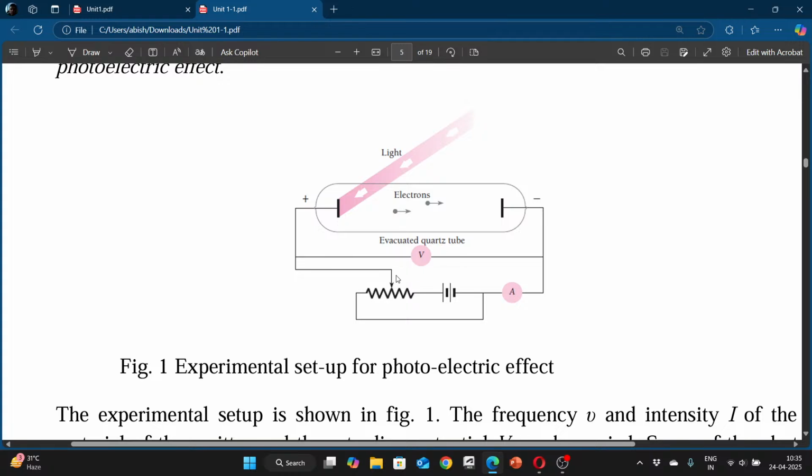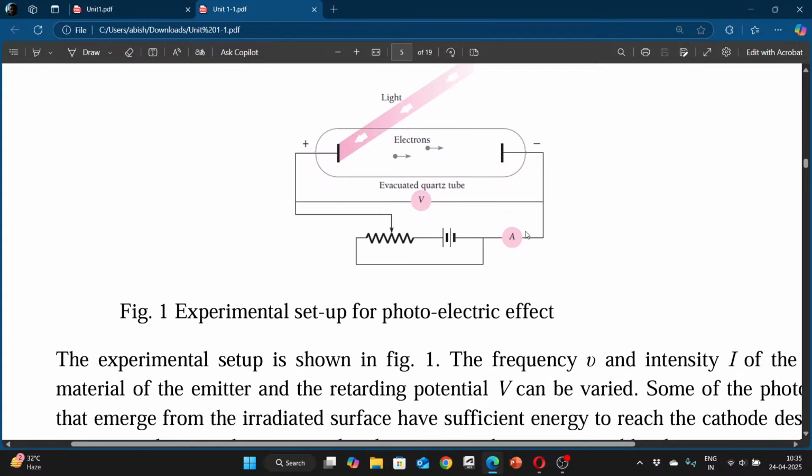If you think about it, current is measured through the circuit, and the voltmeter is connected in reverse because it measures the difference between the two sides, the cathode and the anode. It's positive and negative, so it's backward, going from here to here. Correct.